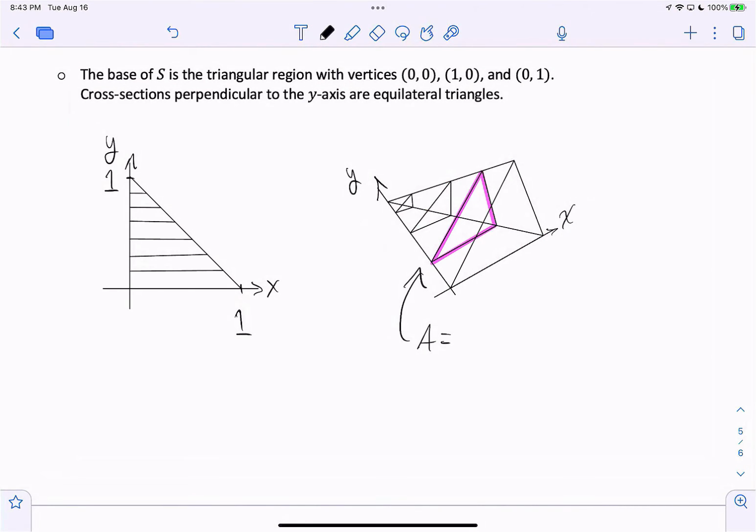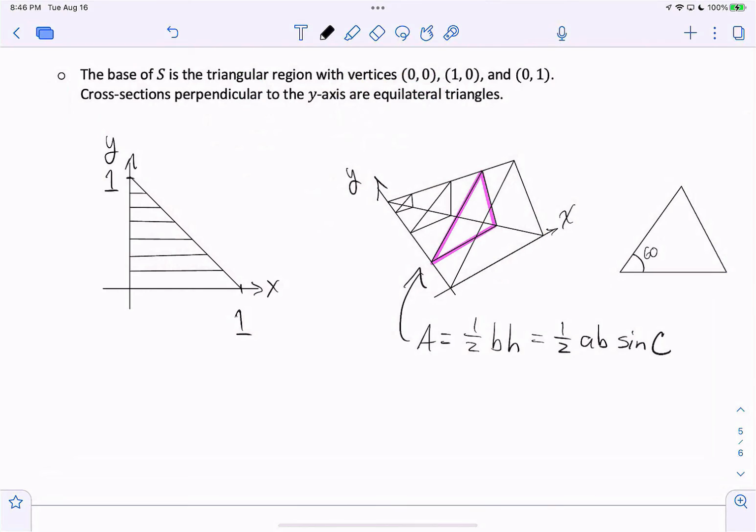Now, the area of one of these equilateral triangles is 1/2 base times height, or we can use that it's 1/2 ab times the sine of C, and that's really helpful because here we know the angle is 60 degrees and it's equilateral. So whatever my base width is, and let's talk about what that is, it's going to be x, isn't it? Just let that sink in, right? This is a point (x, y). And so if this is x, then this is x because it's equilateral. So we're looking at 1/2 x squared times the sine of 60 degrees, which is the square root of 3 over 2.